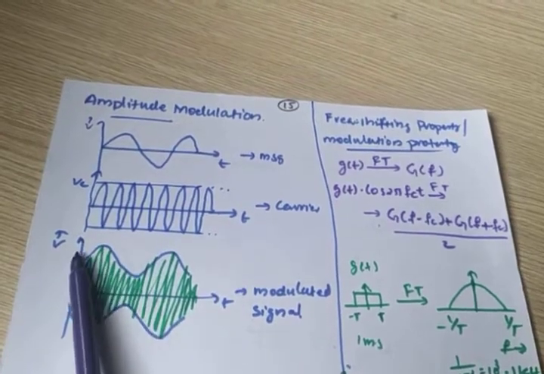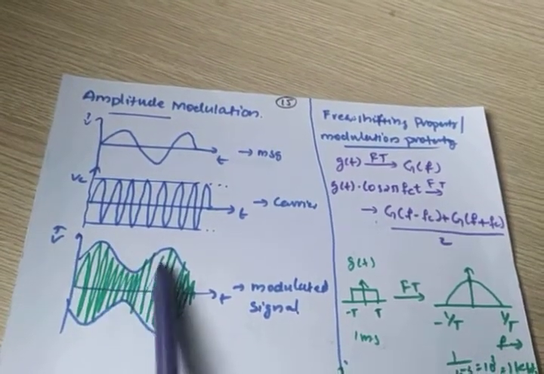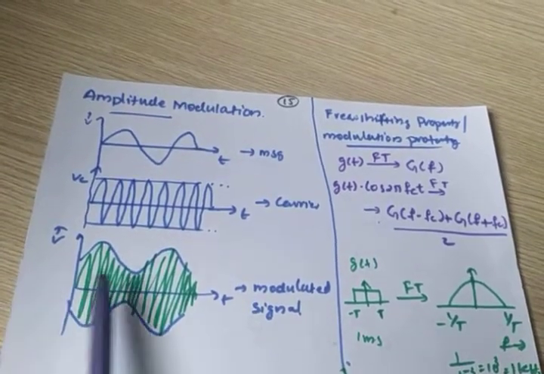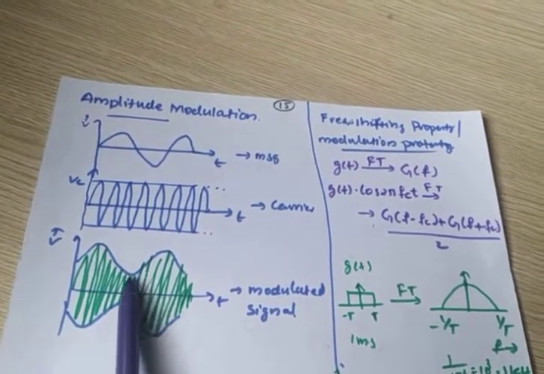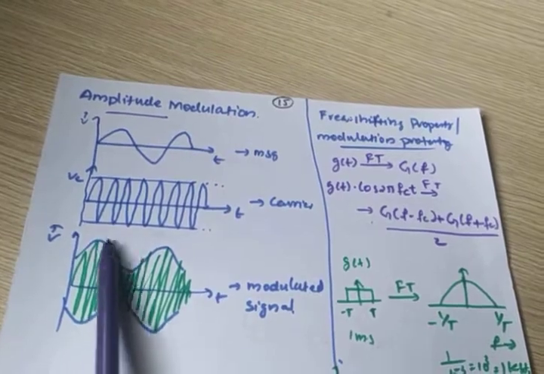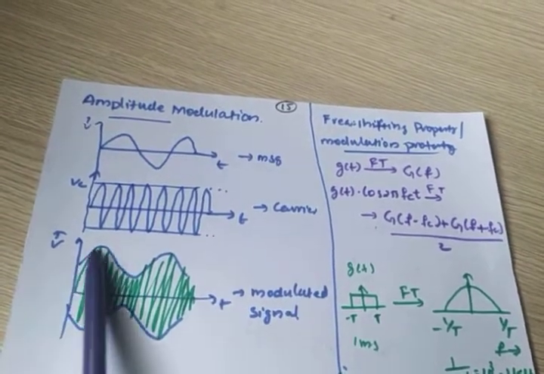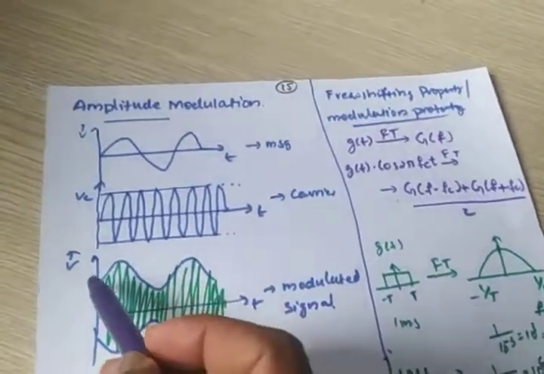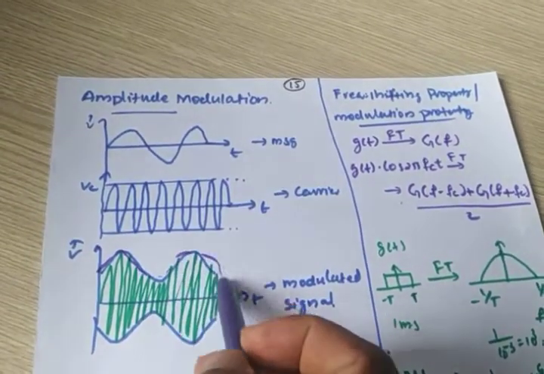So information is in the envelope. So this is what is called AM modulation. Here we have a peak, here we have a V minimum. So V max, V min. So this is my message. I can reconstruct the message by simply tracking the envelope. Okay, this is my envelope.